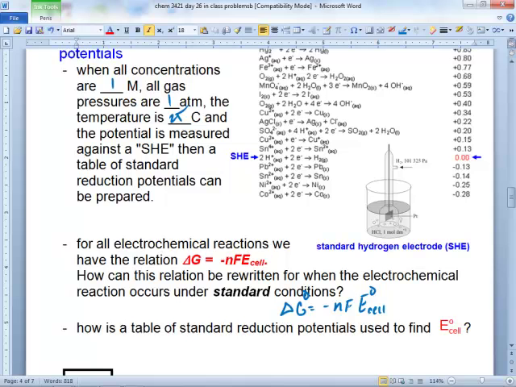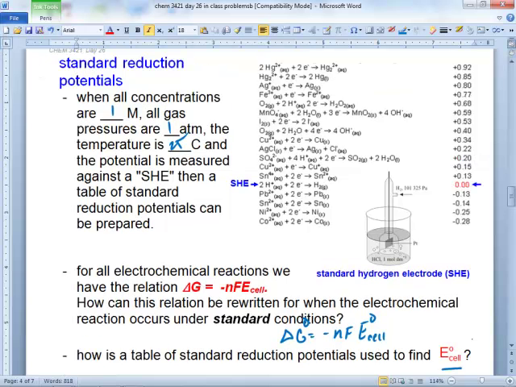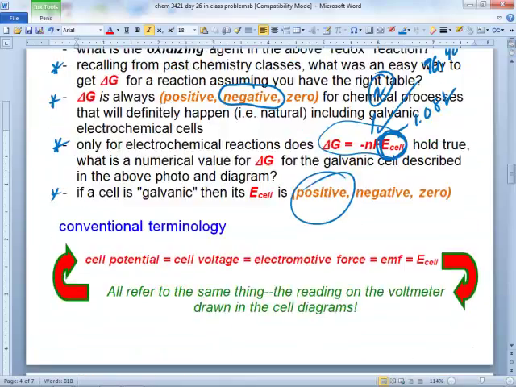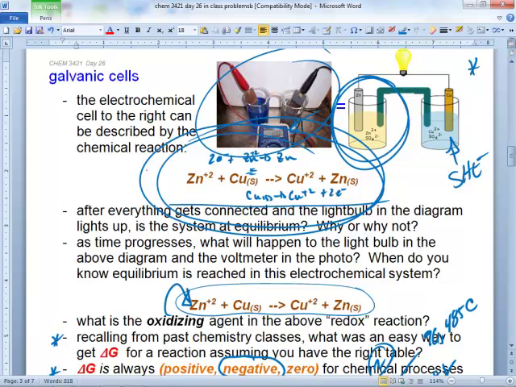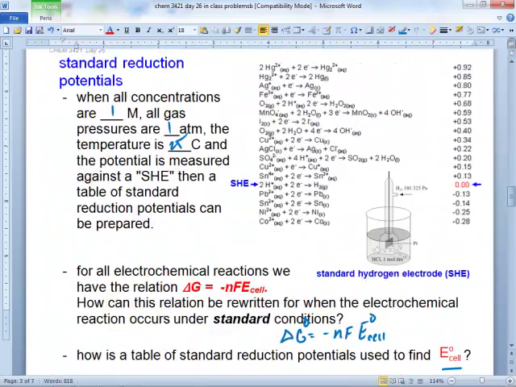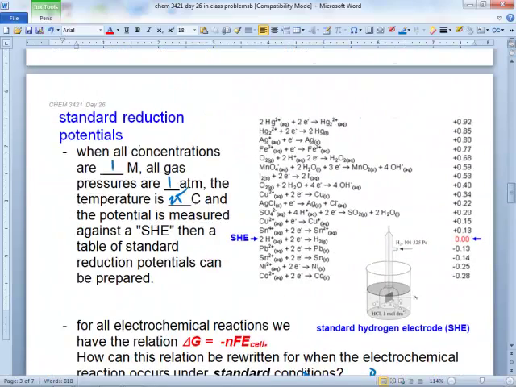How is a table of standard reduction potentials used to find E0 cell? Ouch. Okay. Any ideas? I think this is how you do it. You just look up the half reactions and you have to add them up. So you find the two half reactions. Now, one thing that's kind of odd is the electrons are always on what side here? They're always on the reactant side. So you can't take two of these and add them up as is. One of them you have to flip.